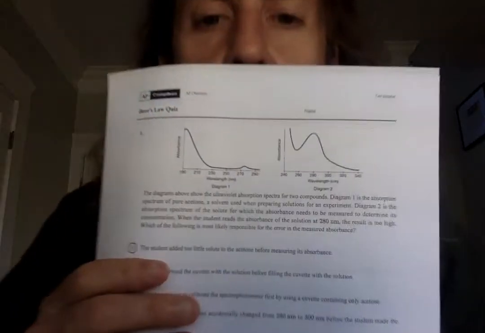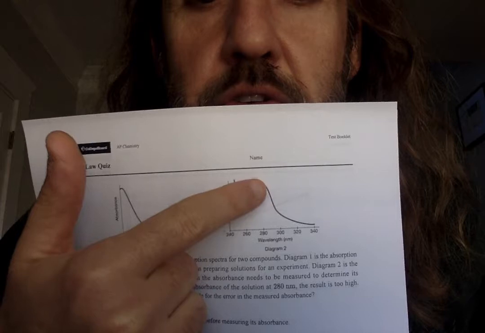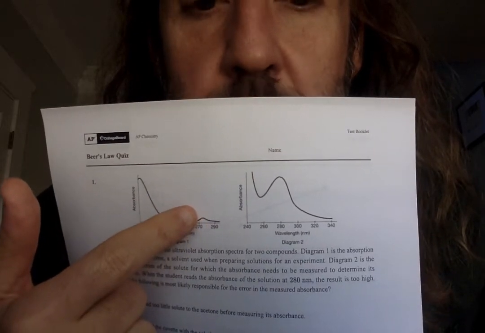Well, when you look at it, you have this hump here that shouldn't be there. So we're looking for something that involves acetone because they give us the spectrum of acetone. We don't know anything about the solution, so it's hard to talk about the solution. The student added too little solute to the acetone before measuring its absorbance. A lot of people would probably pick that.